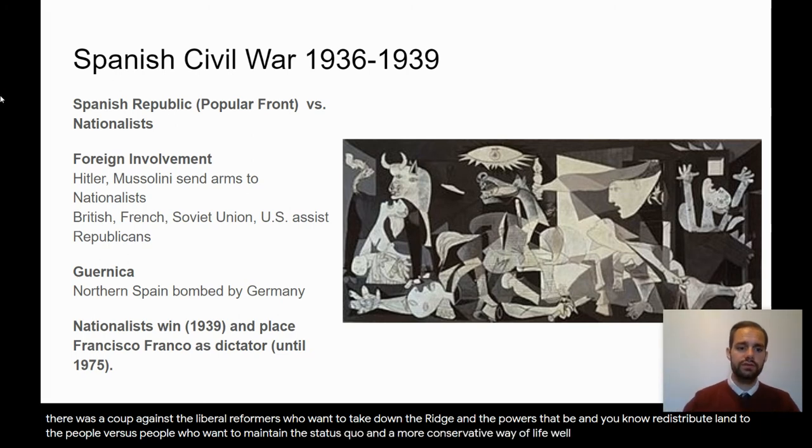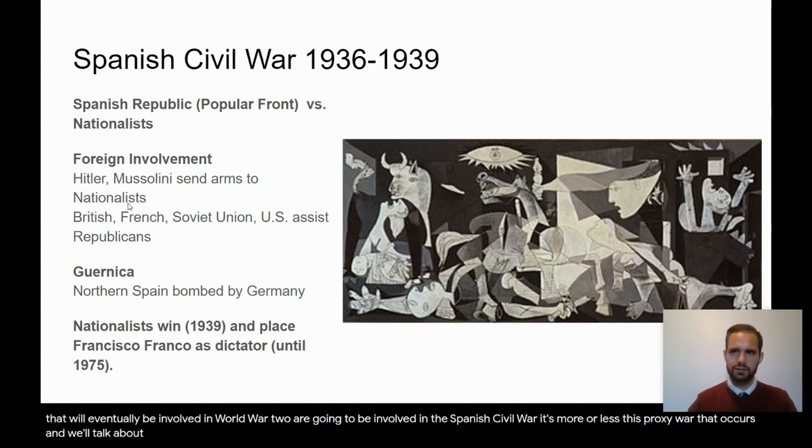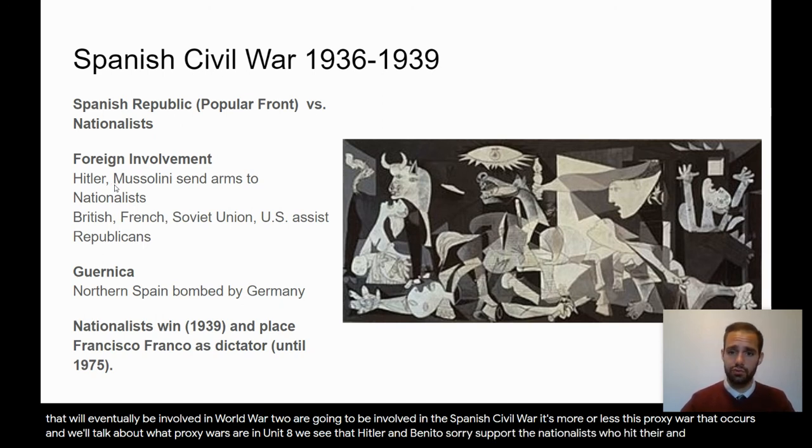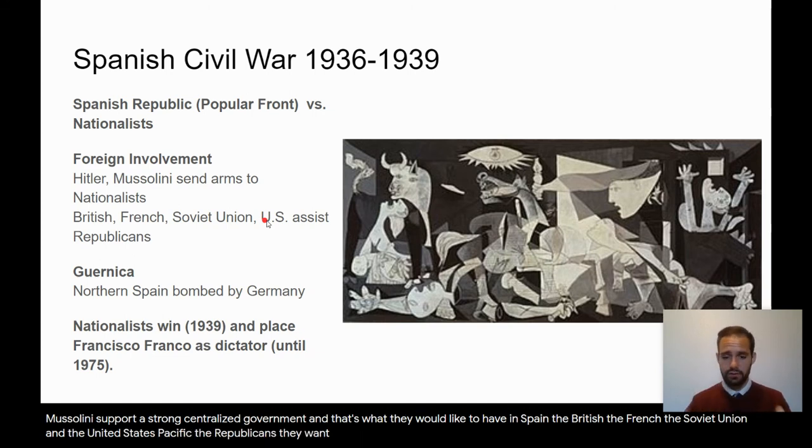Well, what we see here is that all of these societies that will eventually be involved in World War II are going to be involved in the Spanish Civil War. It's more or less this proxy war that occurs. And we'll talk about what proxy wars are in Unit 8. But we see that Hitler and Benito Mussolini support the nationalists. Hitler and Benito Mussolini support a strong centralized government, and that's what they would like to have in Spain. The British, the French, the Soviet Union, and the United States assist the Republicans. They want individualism and independence, and so that's what they support.